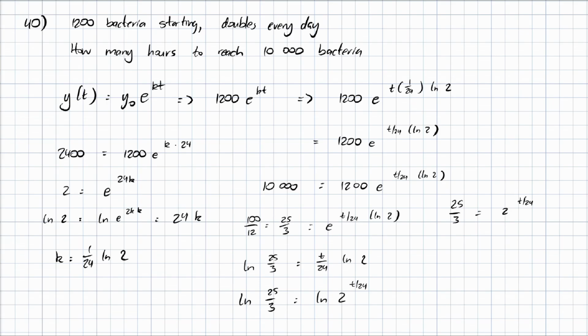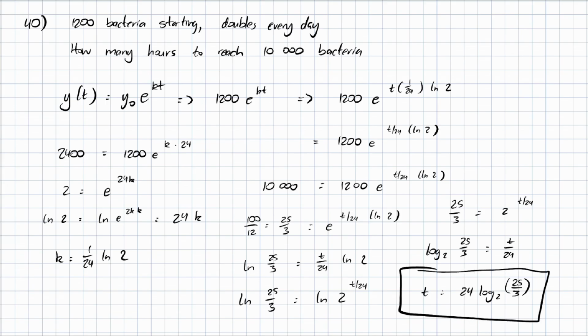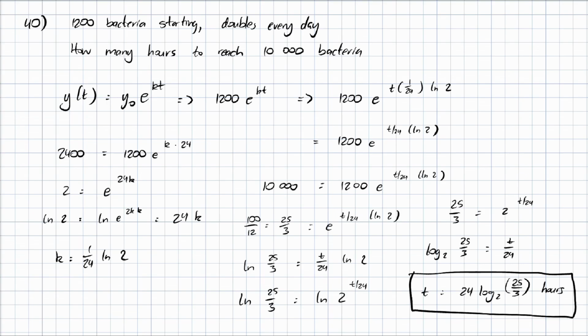From here, I would do log base 2. So log base 2 of 25 over 3 equals t over 24, which means t equals 24 log base 2 of 25 over 3. And I think that is my answer. Oh, sorry, hours. Whew. Fun one. All right.